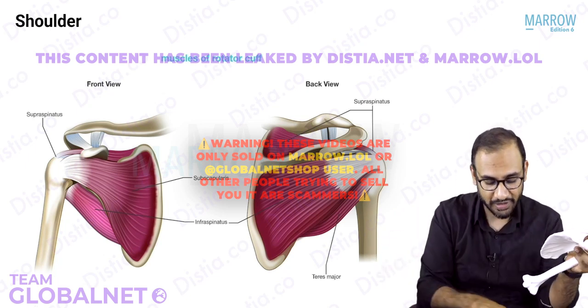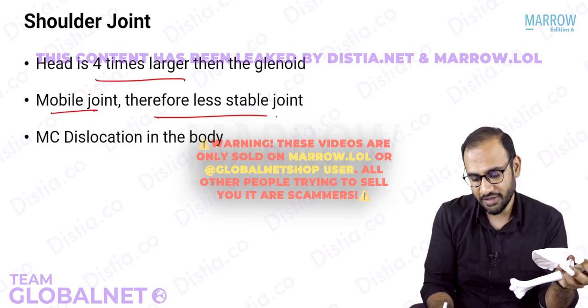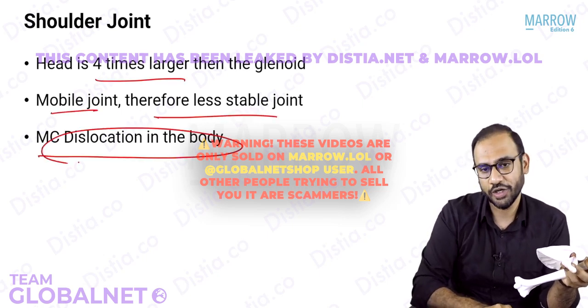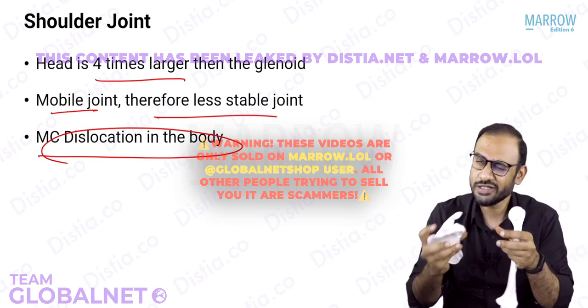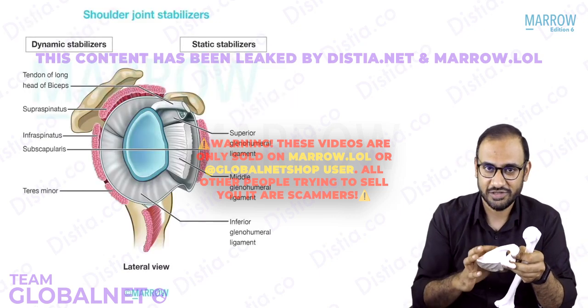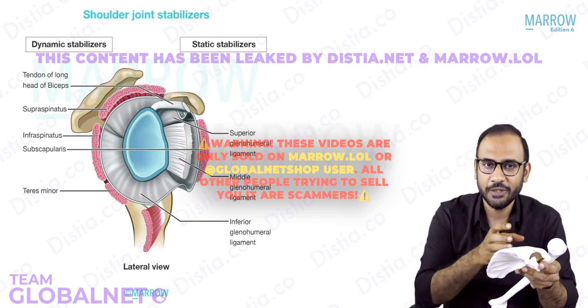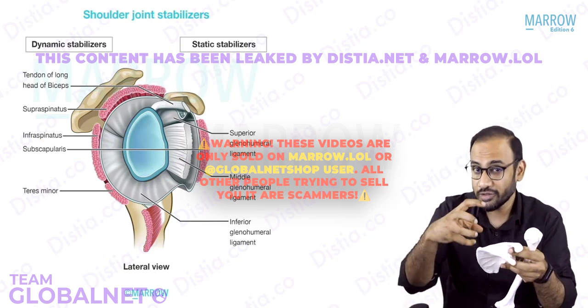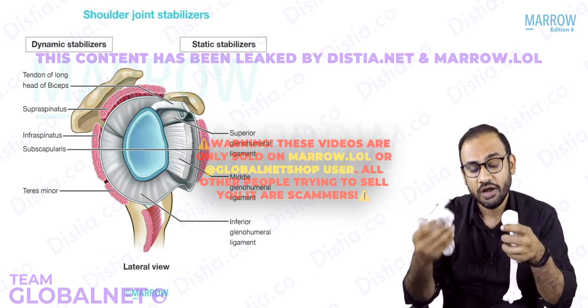Now the point I'm trying to make here is that the head is 4 times larger, it's a mobile joint, therefore less stable, and it's the most commonly dislocated joint in the body. And I've told you the reason: it's not bony stabilized, it is mostly soft tissue stabilized. So what are the soft tissue stabilizers of the shoulder joint? They are basically divided into 2 categories: dynamic and static. Dynamic are the ones that move. For example, muscles. The muscles that stabilize the shoulder joint are considered the dynamic stabilizers.